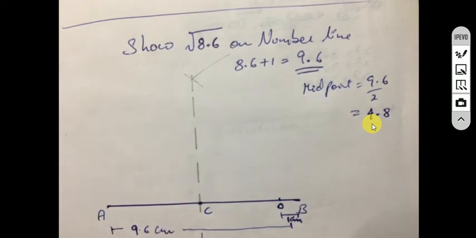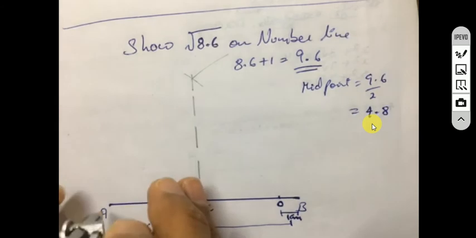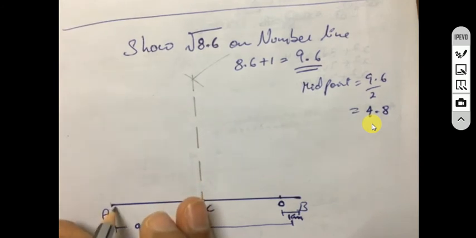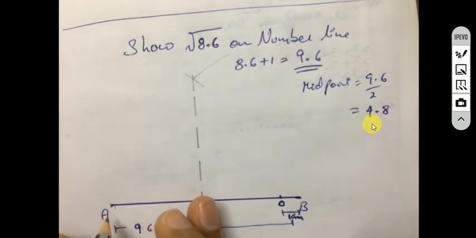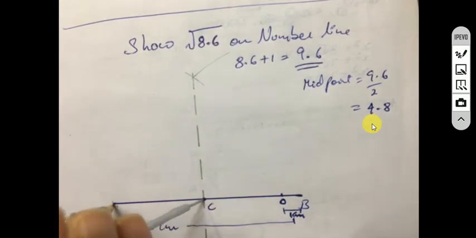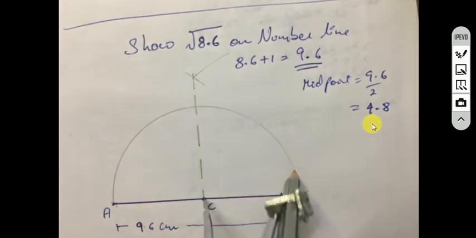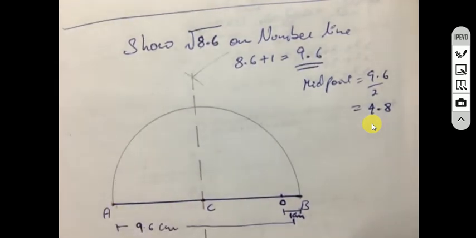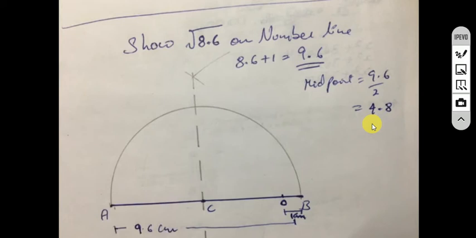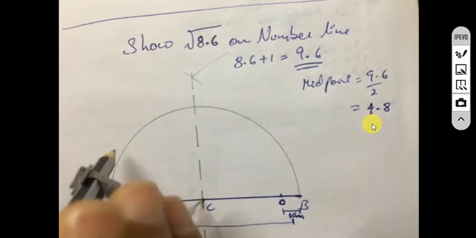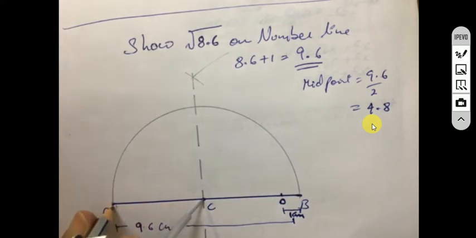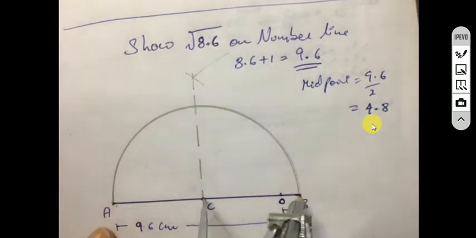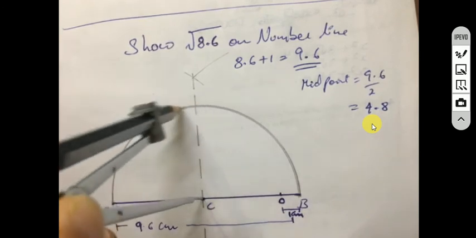From this point C, taking CA as a radius, I hope this is visible to you all. Taking CA as a radius, we will draw a semicircle like this. This semicircle is a little small as there was some gap. Actually, it will be like this. It's touching the edges of both the points.